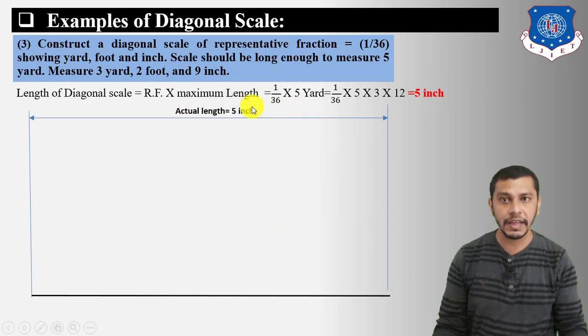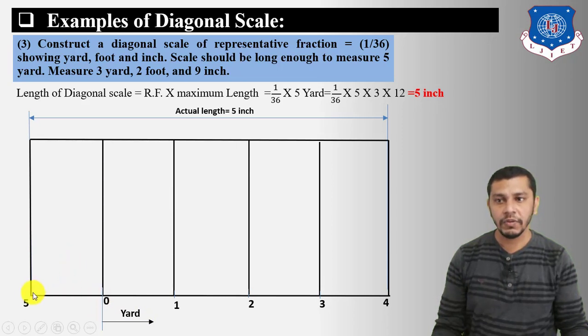This will be our actual length of the scale, 5 inch, and in this 5 inch we have to show 5 yards. So for that we have to divide this line into 5 equal parts, 1 inch each. At the main divisions show 0, 1, 2, 3, 4, 5. So this will be our main scale, which will represent the main unit, and our main unit is yard. Now complete the scale.